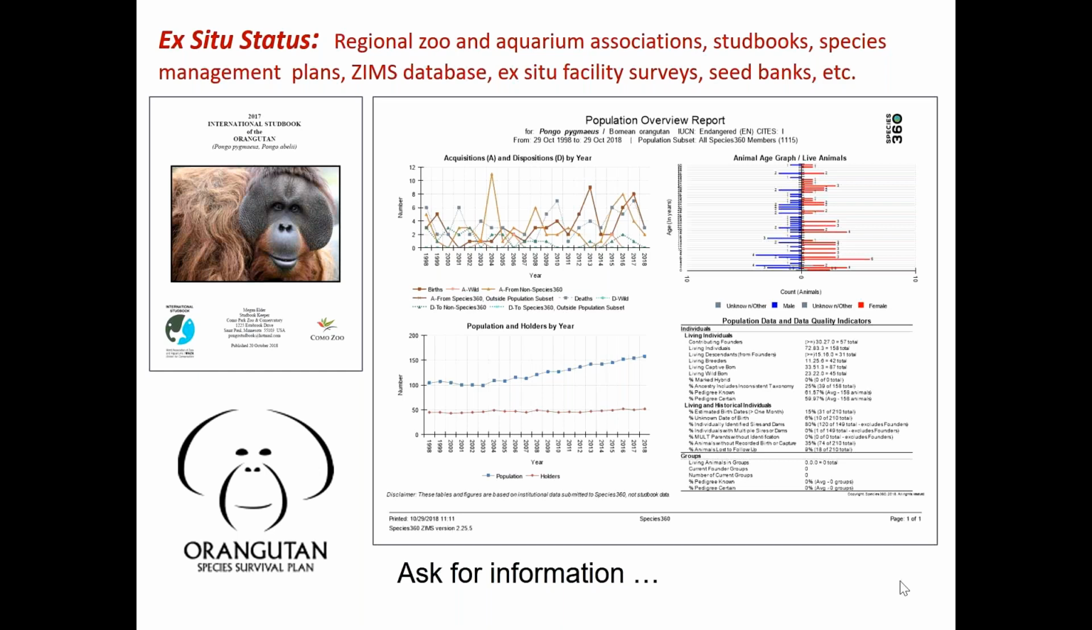Sometimes some of the data for ex situ facilities in some zoos or rescue centers or botanical gardens may require going to those facilities and doing a particular survey in an area. You can also check out seed banks and genome resource banks. And so there are many places you can go, but you may have to ask specifically in a region for information.